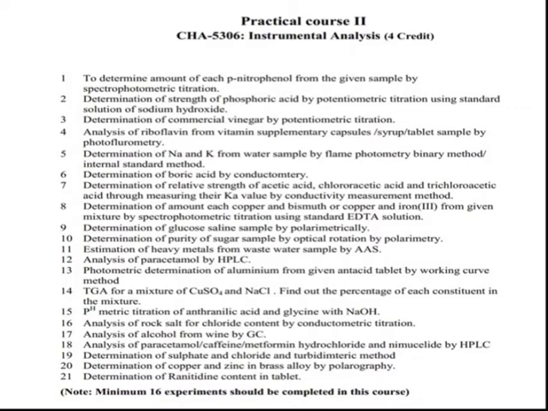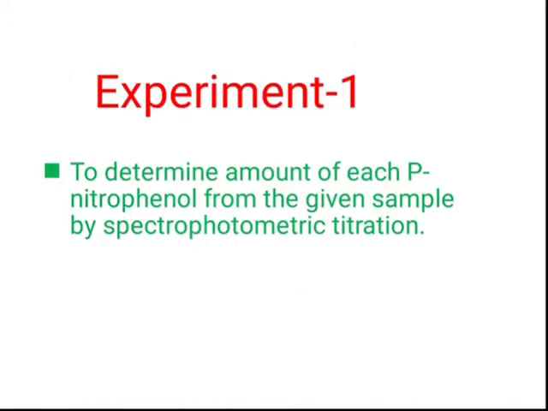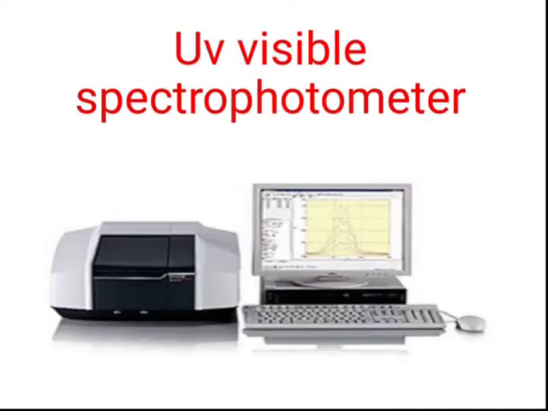The first experiment heading is to determine the amount of paranitrophenol from the given sample by spectrophotometric titration. Today we are going to see the important facts which are useful to perform this experiment. This is the heading of experiment number 1, to determine the amount of paranitrophenol from the given sample by spectrophotometric titration. And you have already performed this experiment during the skill development program.